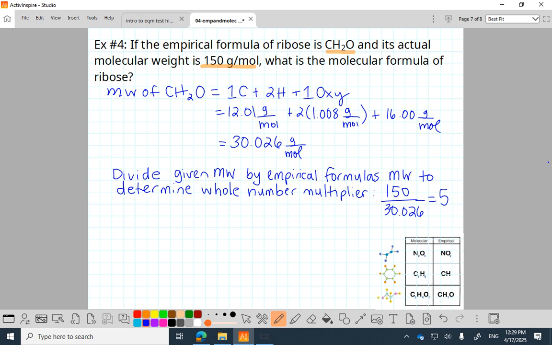This is how my brain works. I can see that 30 and 150 are related. I would like to know how much bigger 150 is than 30, so I divide. You could go the other way. You could do 30 times 1, 30. 30 times 2, 60. 30 times 3, 90. 30 times 4, 120. 30 times 5, 150. There we go. I have to multiply by 5.